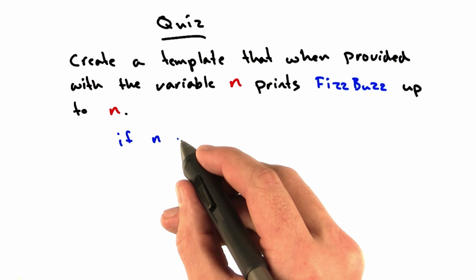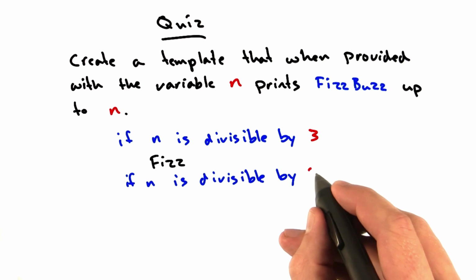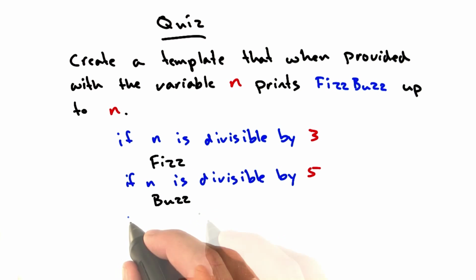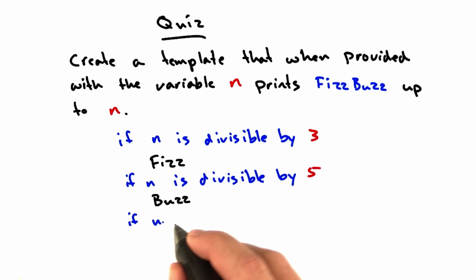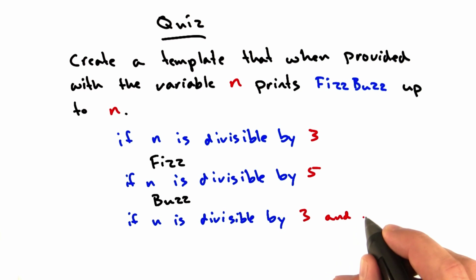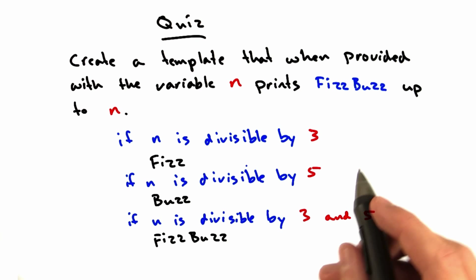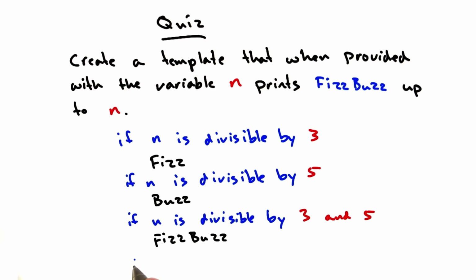If n is divisible by 3, I want you to print fizz. If n is divisible by 5, I want you to print buzz. And if n is divisible by 3 and 5, I want you to print Fizzbuzz. And if it's not divisible by 3 or 5, just print the number.